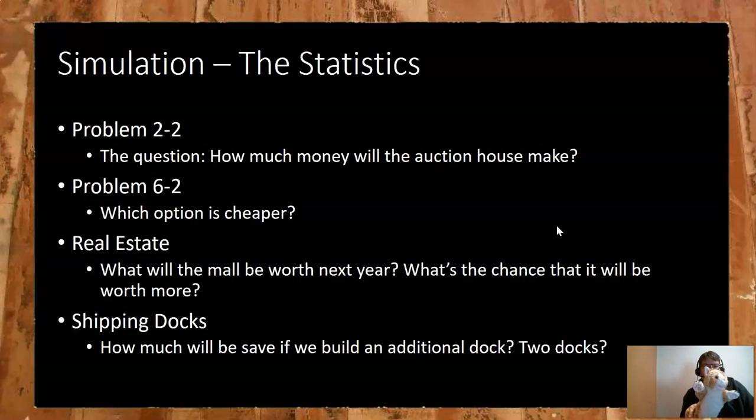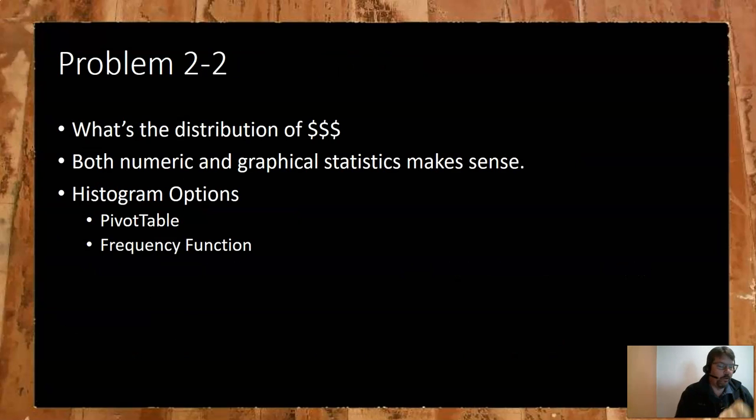The correct statistics to do depends on what the actual question is. In the auction house problem, the question is how much money will they make? In the auto problem, the leasing, it's which option's cheaper, buying or leasing. And it goes on like that. So real estate, they want to know again how much money and what's the probability. There's 2 questions there. Kind of the same for the shipping docks. Yes, so what will happen is as we get into these and dig into the statistics, different problems will have different statistics that need to be done. So we will jump into problem 2.2.